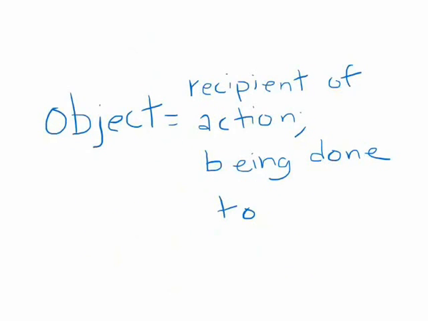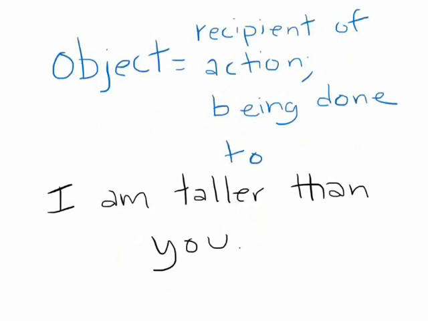Let's look at another sentence. Here, we can immediately tell that I is the subject and am is the verb. But is you the object? No action is being performed on it after all. Someone is just stating that he or she is taller than someone.